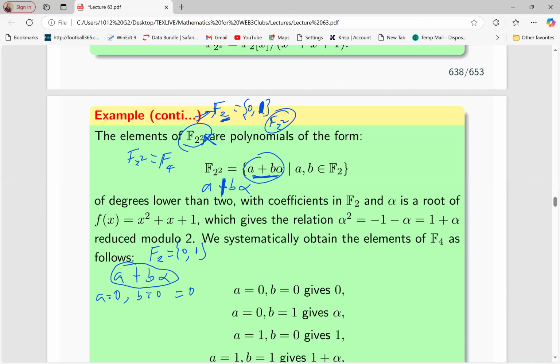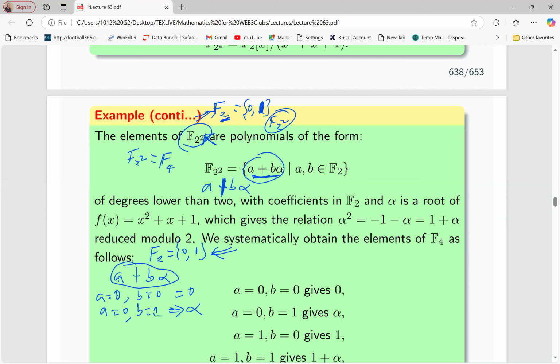Now, the other scenario is that A can be 0 and B can be 1. So we're looking at all possible ways we can achieve this equation using the elements of F of 2. If A is 0 and B is 1, this equation becomes alpha. So if A is 0, the possibilities are only these two: A can be 0 and B 0, or A can be 0 and B 1.